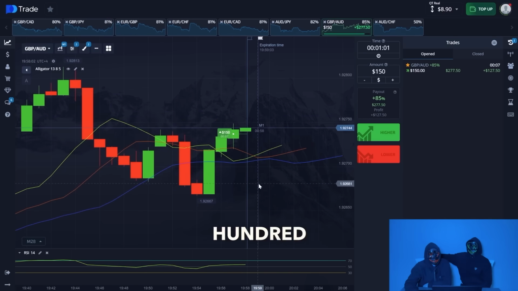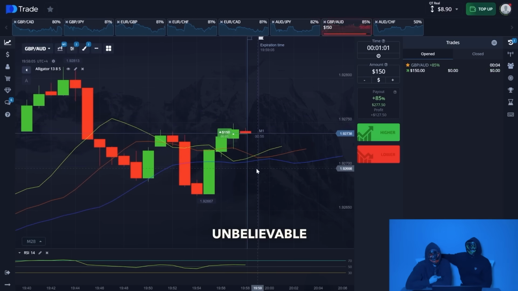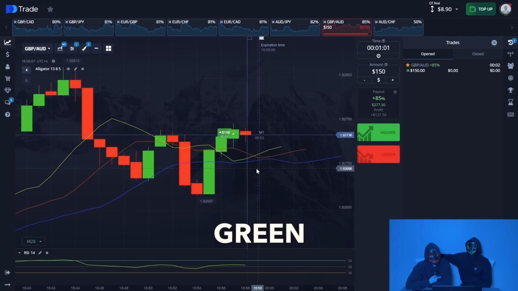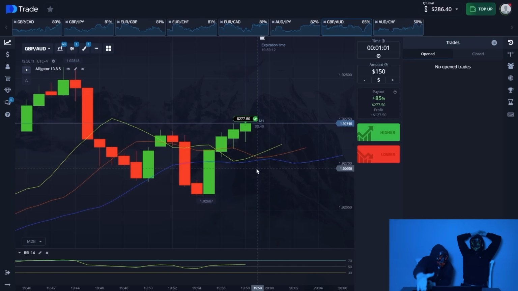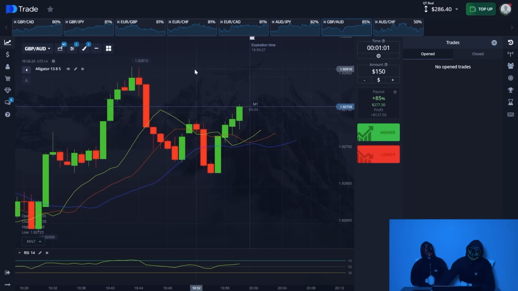My friends, $150 net profit, unbelievable. Let's move on. The green opens up to the next currency pair, and this, my friends, will be the final trade. We won't be translating this.